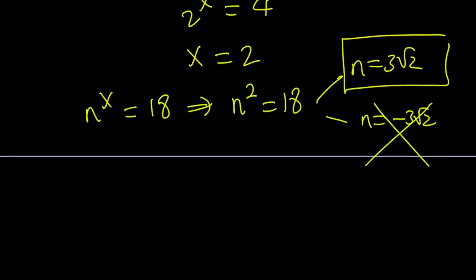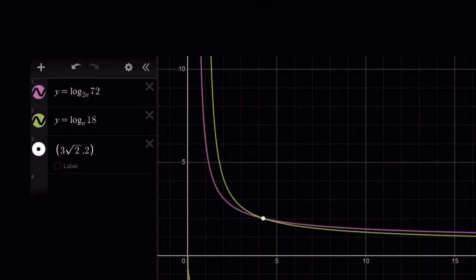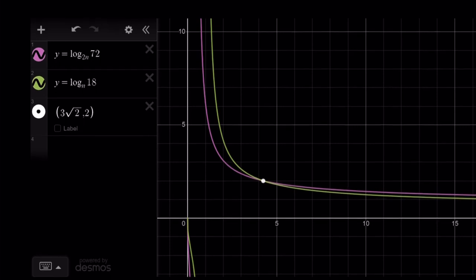Now let's go ahead and take a look at the graph, and you're going to see how the graphs work out. And here's the graphs of these two functions, and they intersect at a single point, which is where x equals 3 root 2.